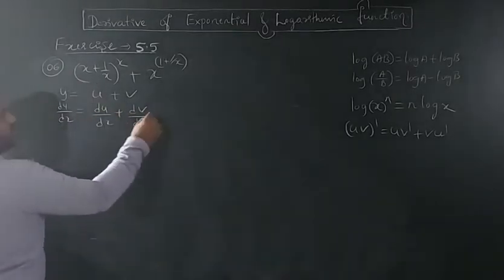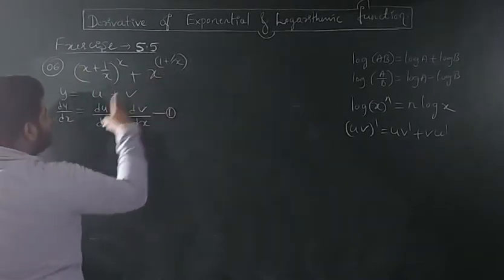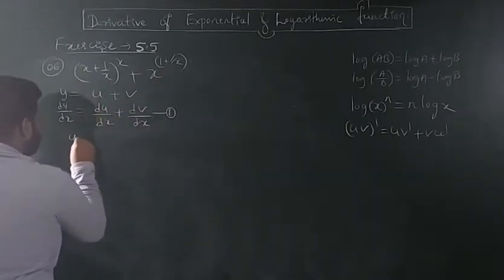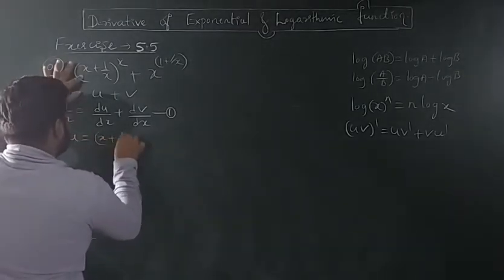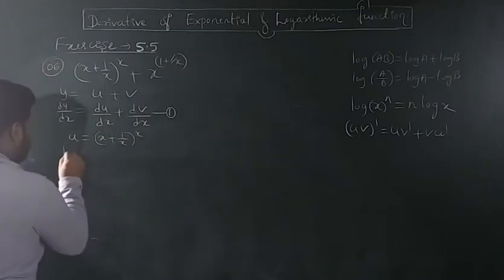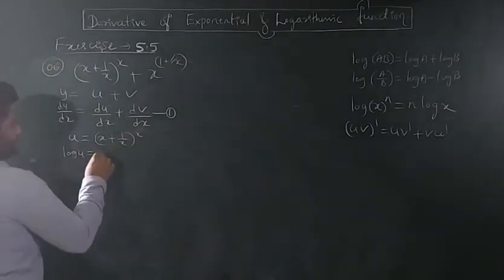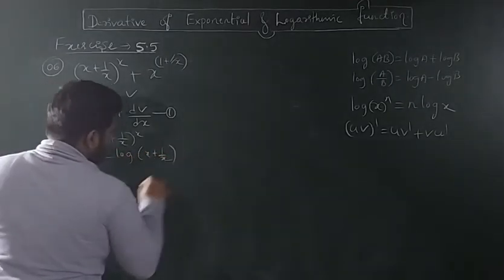Now what is u? This is equation number 1. We should take the u value as this one, the v value as this one, simplify these two values and put them in this equation. Okay, take u. u is equal to what we are having? x plus 1 by x raised to x. Applying log, log u is equal to, whatever is in the power comes to the front here: x into log of x plus 1 by x.